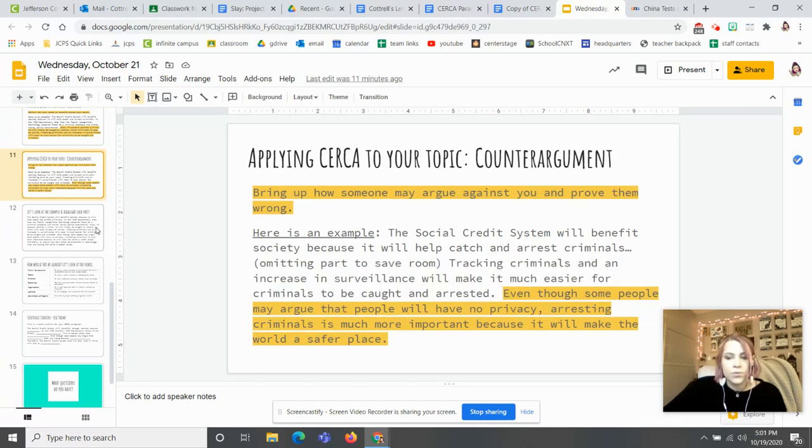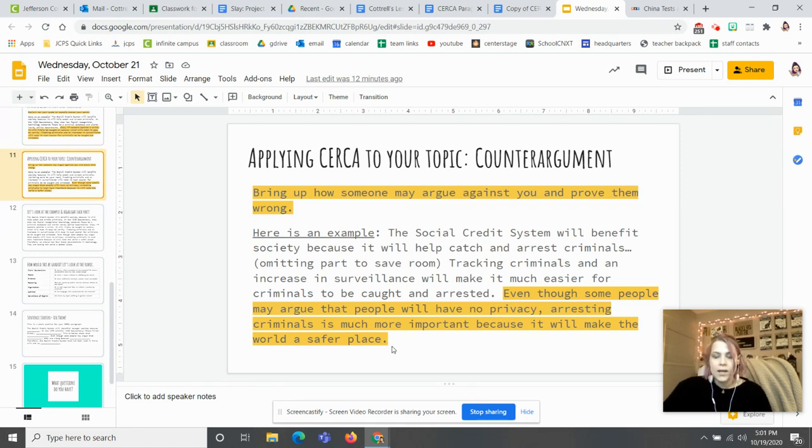Okay, so we did C, E, R. Next is our counter argument. So counter argument is when you say, well, some people say this, but they're wrong because. So I wrote, even though some people may argue that people will have no privacy, arresting criminals is much more important because it will make the world a safer place.